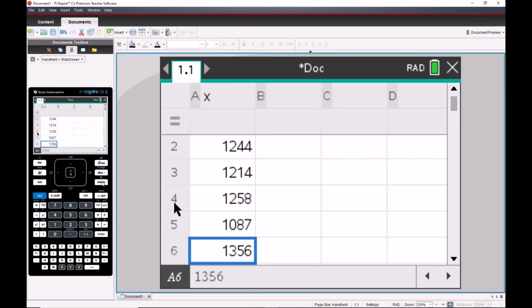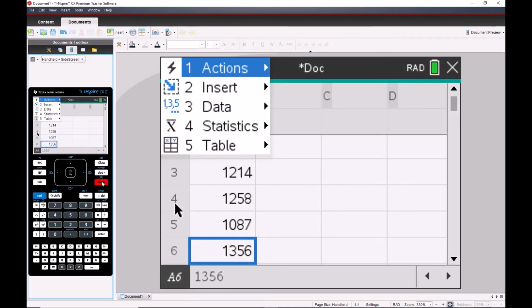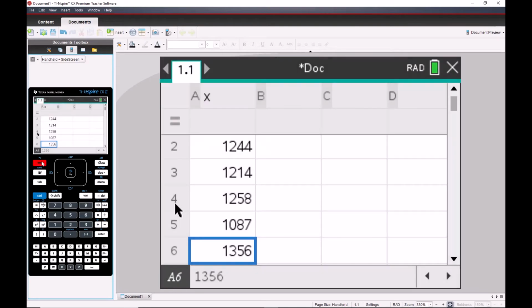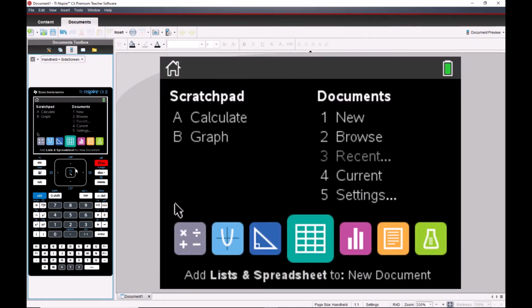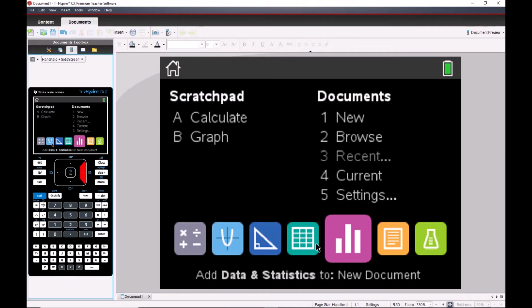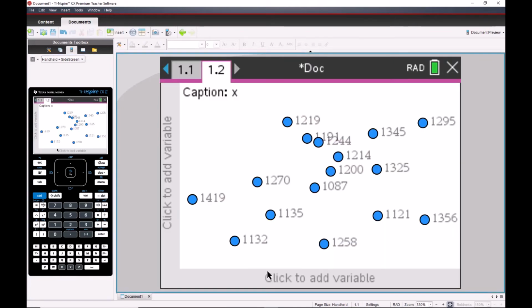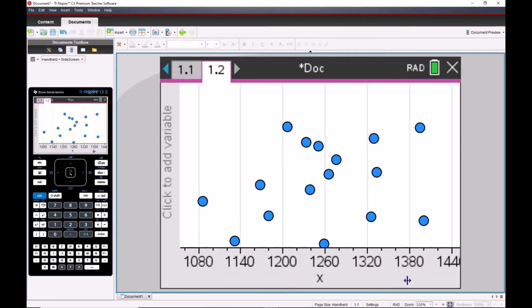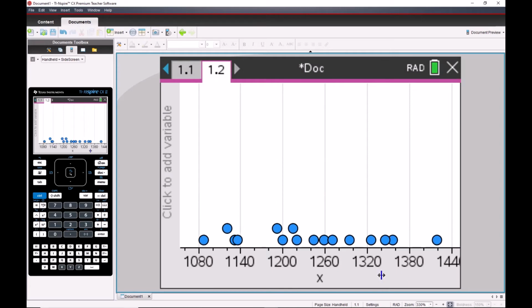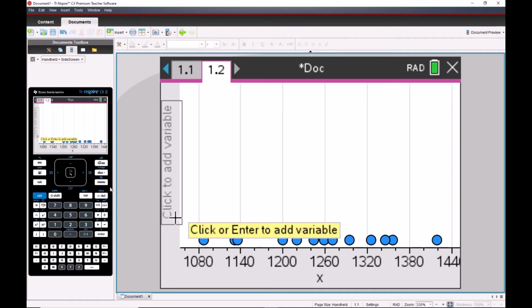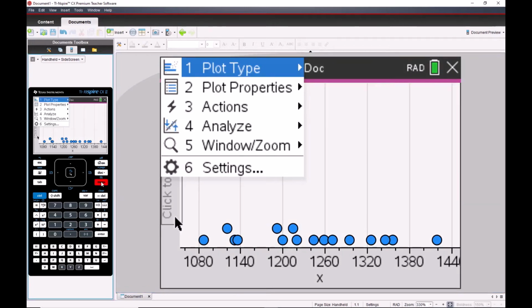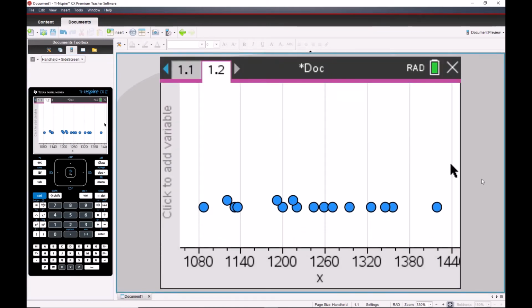So let's go ahead and do menu. Oh wait, we don't want that yet. What we want to do is go home and then scoot from your spreadsheet one to the right, and that's your stats graph, so go ahead and pick that. And hopefully you named your variable. I named mine X. And so there's all my data collapsed down like a dot plot. So I'm going to convert that into a box plot. So menu, plot type, and box plot.